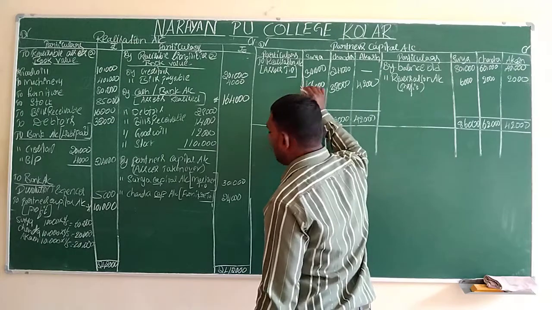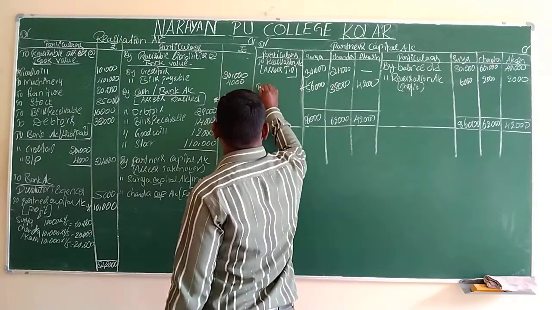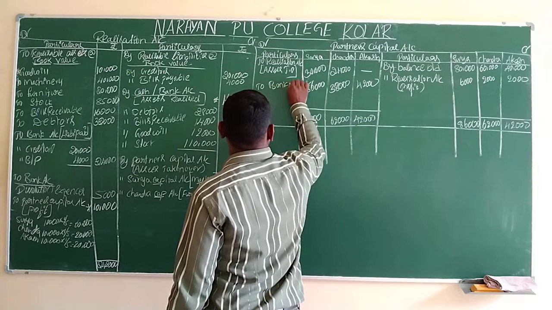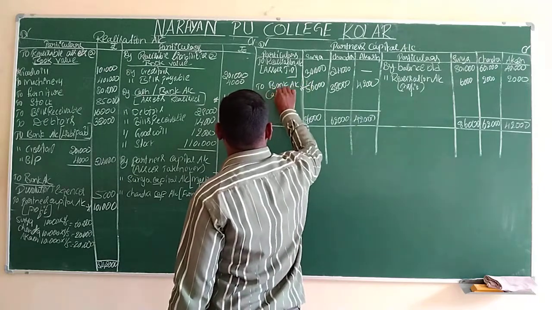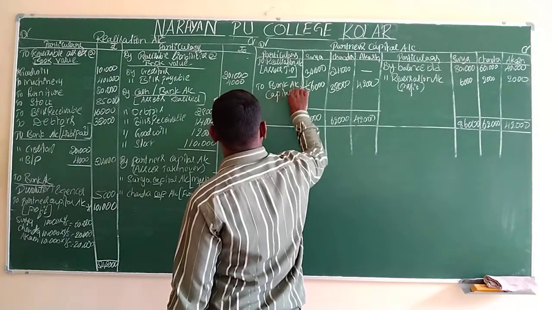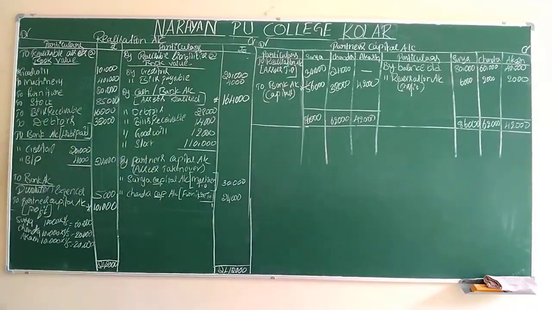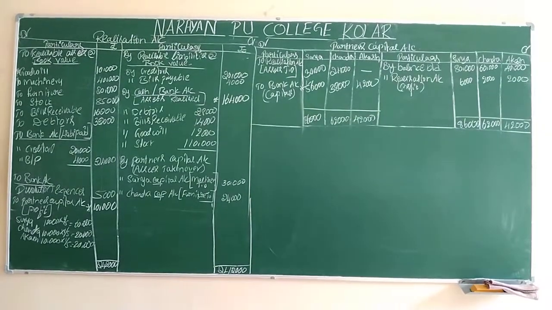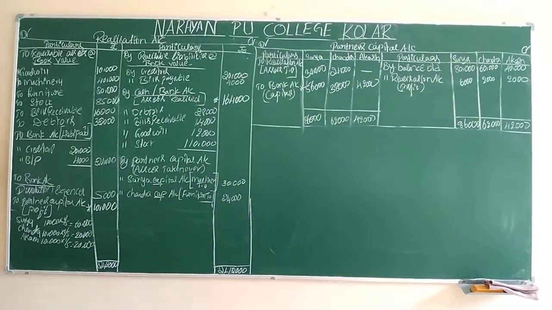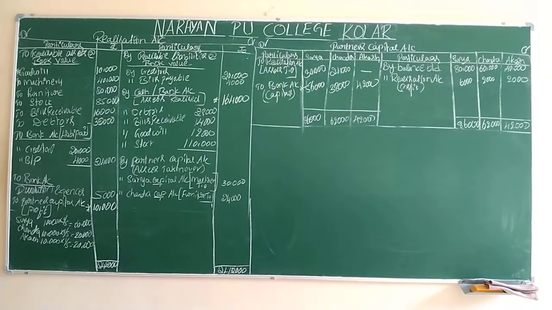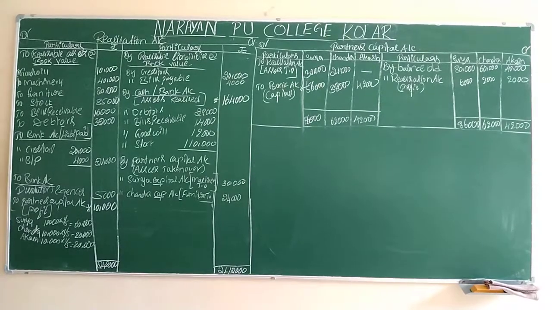For this we will give the name bank account, and in bracket we mention capitals. Like this we have to draw the columns for realization. Okay, this is about the partners capital account. The second account is also completed. Let's come to the third account, that is the bank account. Let's draw the columns for the bank account.